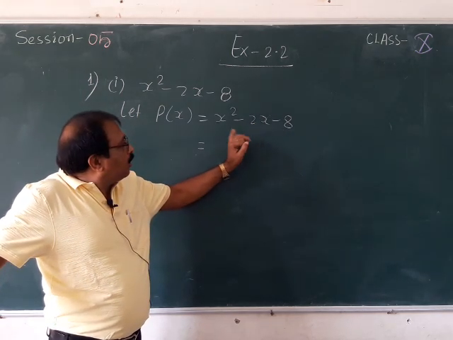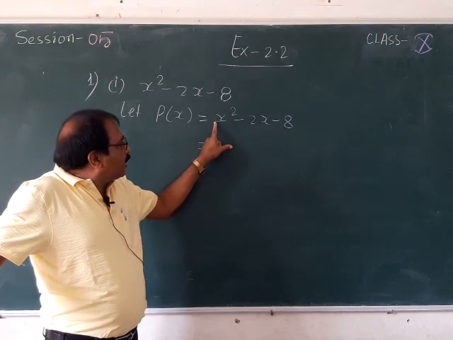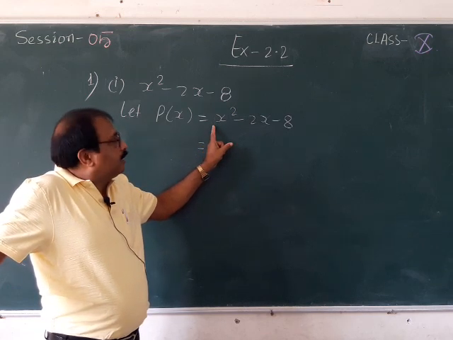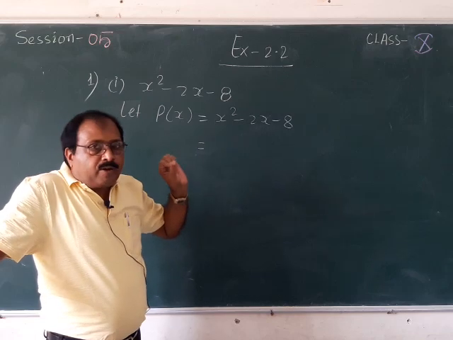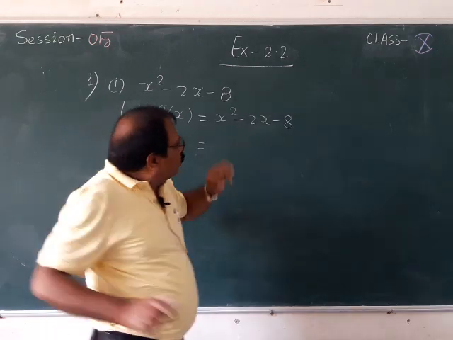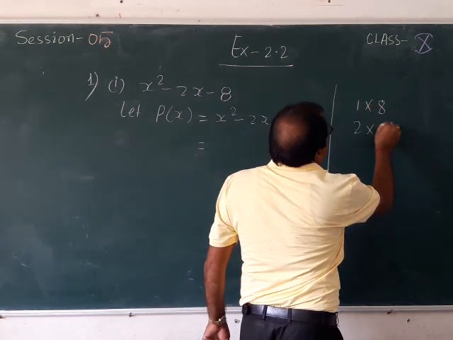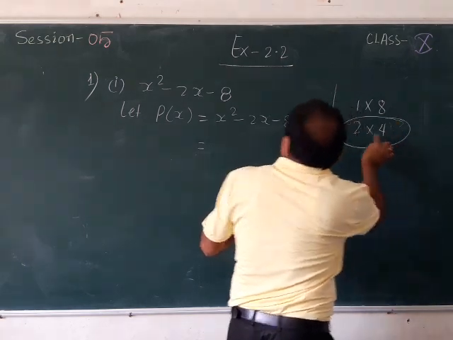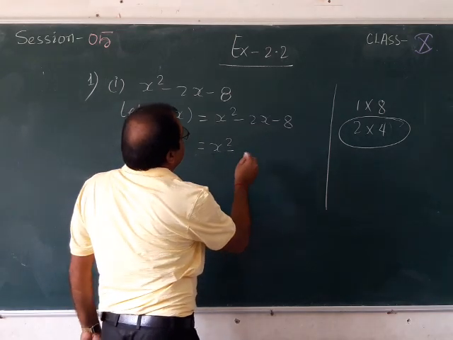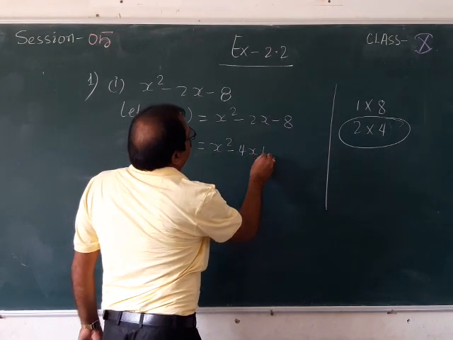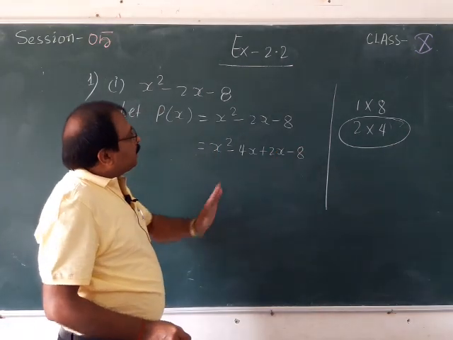So, here first of all I am checking that 8 is there, and the coefficient of x square is 1. So, 8 into 1 is 8. I am checking the factors of it which will give me 2. Let us check how many factors of 8 are there: 1 into 8, then 2 into 4. There are only 2 factor pairs, and here 4 minus 2 will give you 2. That means when I go for factorization, I can write here minus 4x and plus 2x and minus 8. Like that we can split the middle term.